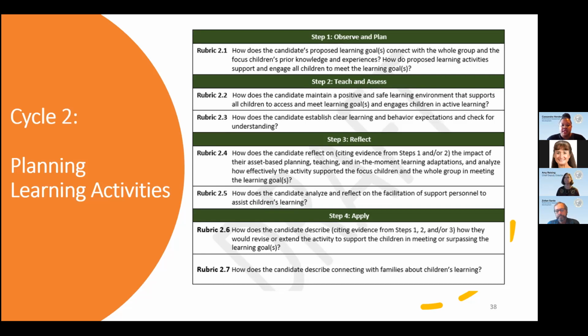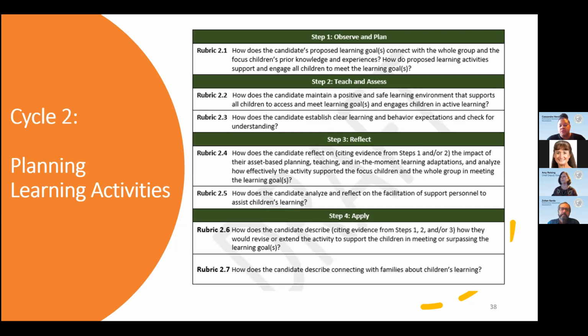And the second question in that step, how does the candidate establish clear learning and behavior expectations and check for understanding? In step 3, there are 2 essential questions and 2 rubrics. 2.4, how does the candidate reflect on, and they need to cite evidence from steps 1 and 2, the impact of their asset-based planning, teaching, and in-the-moment learning adaptations, and analyze how effectively the activity supported the focused children and the whole group in meeting the learning goals?